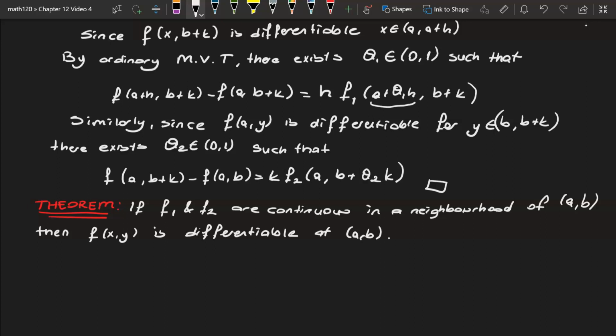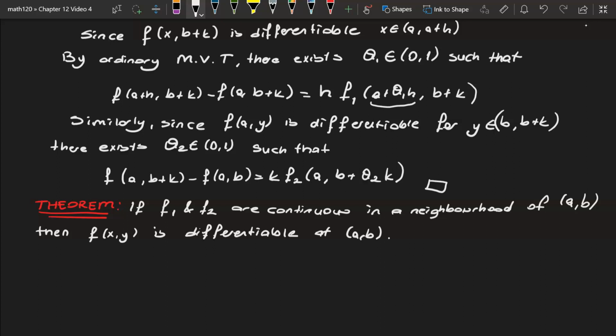Remember from last time, we have considered an example. After this theorem, I will write this example one more time. f1 and f2 may exist, but the function may not be differentiable at the given point. Still, it may not be continuous. Something weaker than being differentiable. We have given an example of a function whose partial derivatives exist, but it's not continuous at the given point, so it's not differentiable. But here we are giving the sufficient condition to be differentiable. If partial derivatives are continuous in a neighborhood of the point, then f of xy is differentiable at AB.